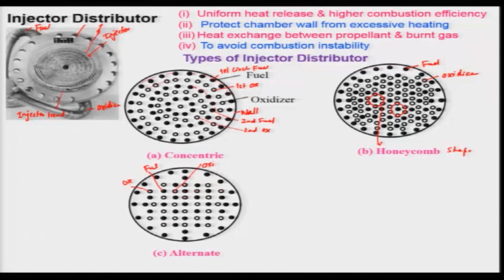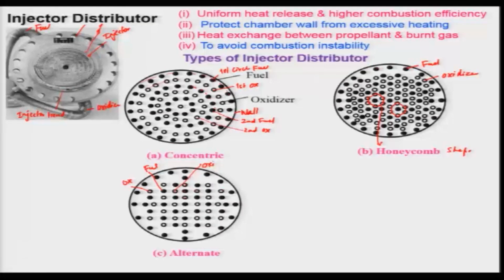So, therefore, whenever you are having a high heat release, generally people go for honeycomb or maybe concentric, because honeycomb is the best one. However, alternate will be having lower, but it gives better combustion also, because of the fact that the mixing is better and uniformity is also maintained.